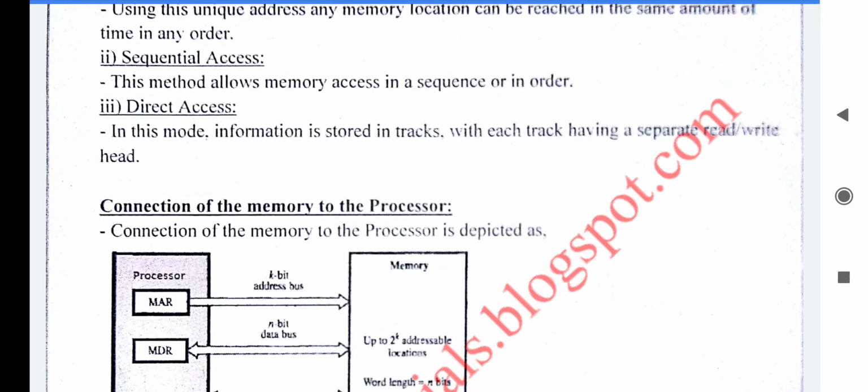We have a read or write head on a hard disk. The information here is stored in tracks, so we have to use a head. If you observe a hard disk, it is just like a head on a disk, and whenever the disk is rotated, the head is rotated, and based on the rotation, the information is accessed. So that's about direct access.